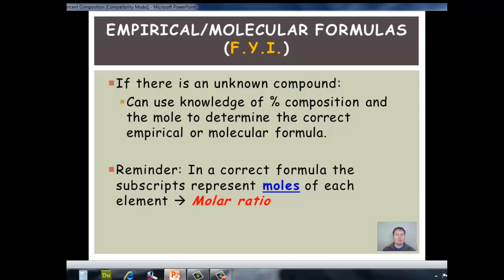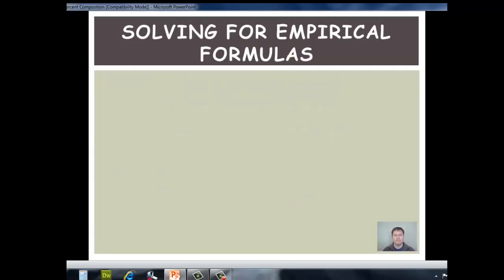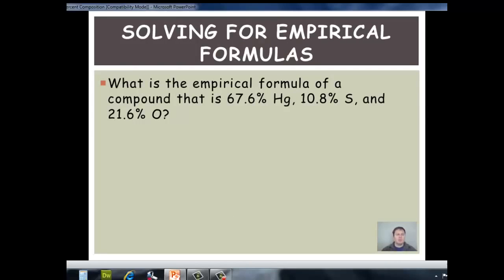So let's go ahead and do an example problem on how we can figure out first our empirical formula, then our molecular formula. Okay. So here's what a typical question would look like. What's the empirical formula of a compound that is 67.6% mercury, 10.8% sulfur, and 21.6% oxygen?